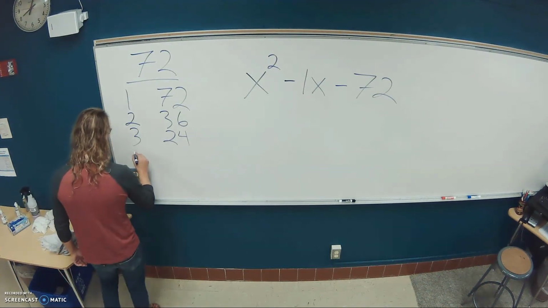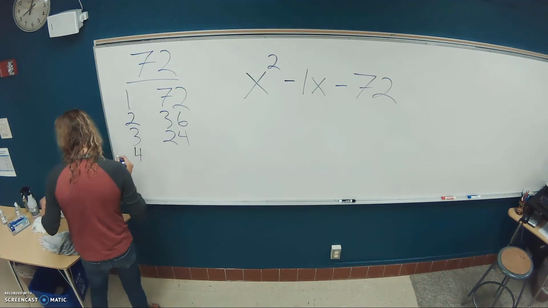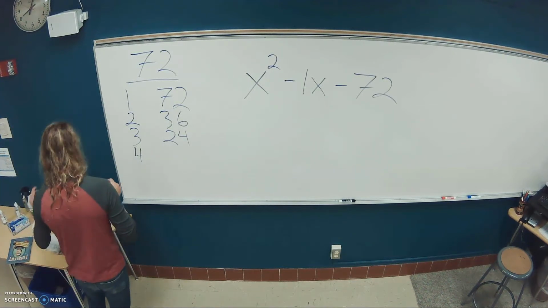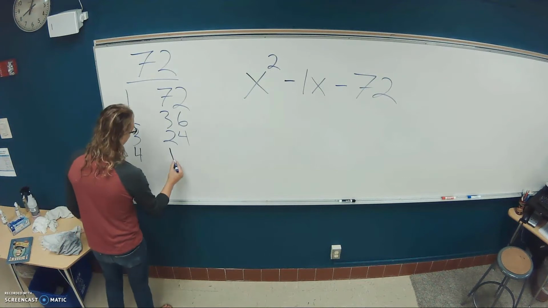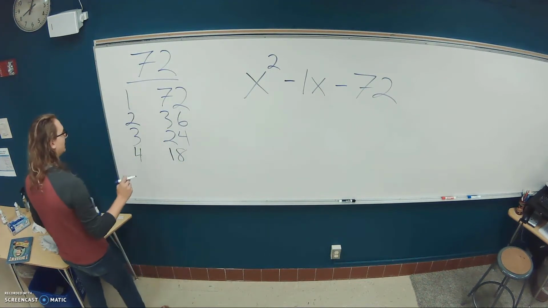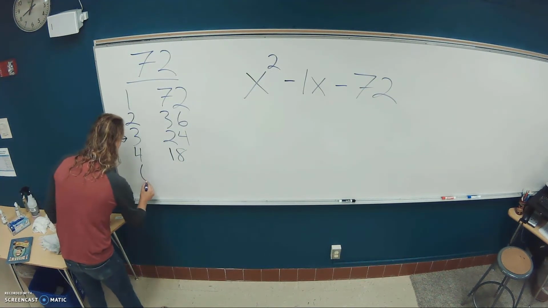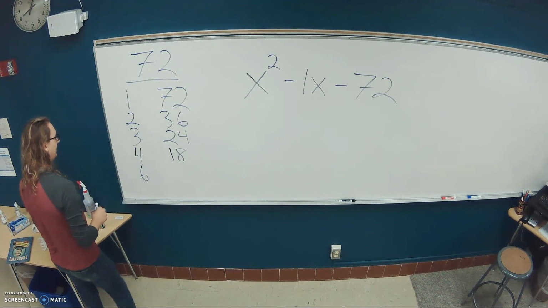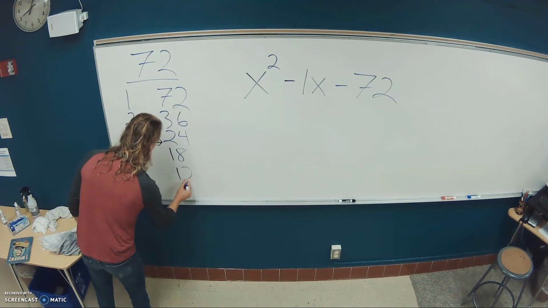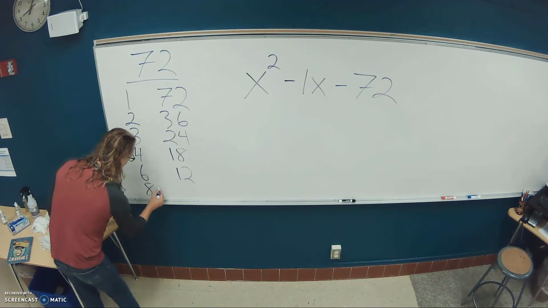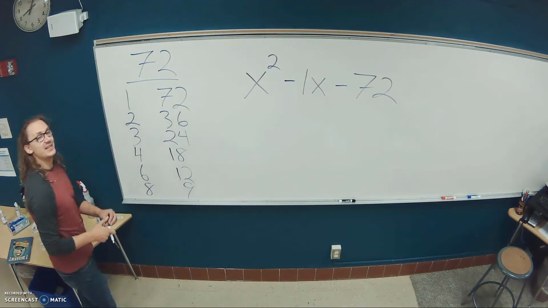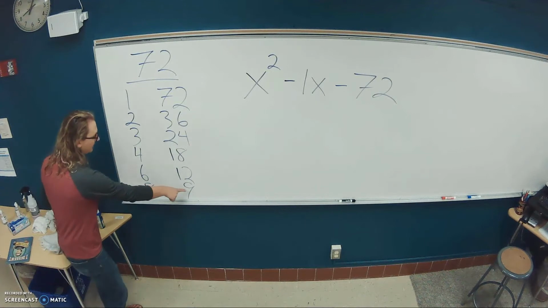4. We know we're divisible by 4. 4, we're going to have 20 minus 2, that's going to be 18. 5 is not going to go into 72. 6 will. 6 will go in 12 times. 7 will not go in. 8 will go in 9 times. And then if we look at the 9, we realize, oh, 9's already covered.